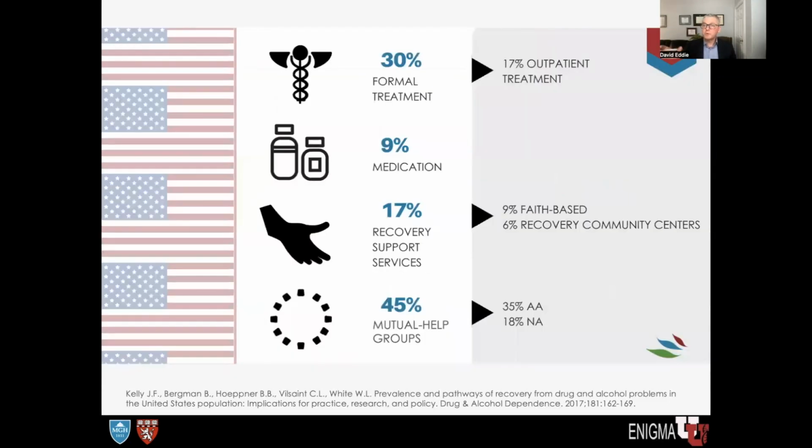So how did people who did use some kind of support, some kind of care, recover? What did they use? Well, 30% said they used formal treatment. 9% said they used medication. And these groups are not mutually exclusive. Folks might have identified as using multiple modalities. 17% used some kind of recovery support service, and this could be like faith-based recovery programs through a Christian church or recovery community centers. And 45% used some kind of mutual help program like AA or NA.